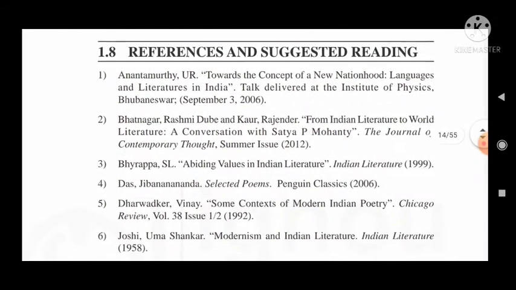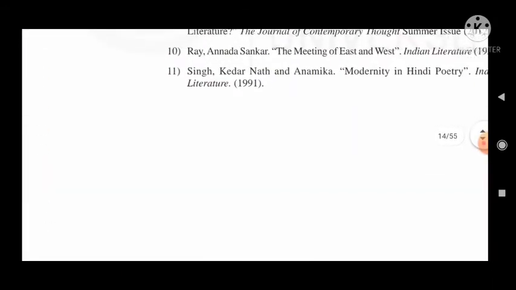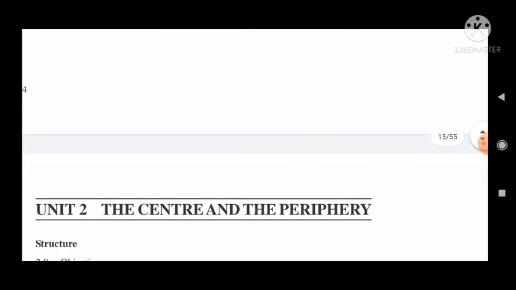Here are the references and suggested readings. You can read them now. In the next class, I will discuss Unit 2, the center and periphery.